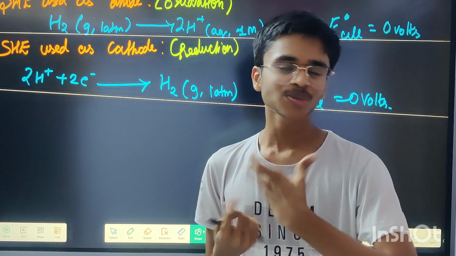Since platinum is being used here, you have to first write platinum. Along with that platinum, first you have to put a line like this, and then you have to put a bracket like this. So this bracket represents that platinum is an inert electrode.